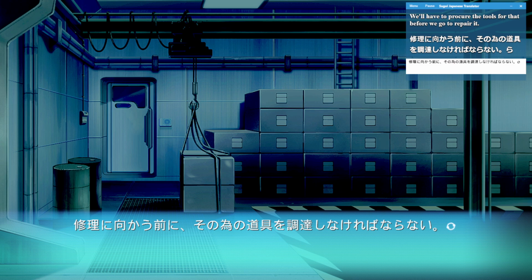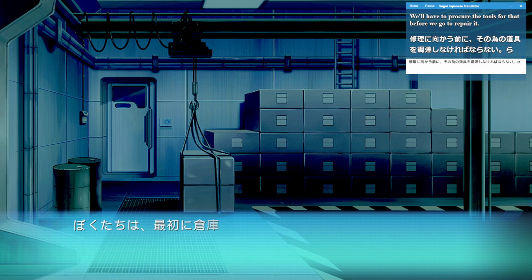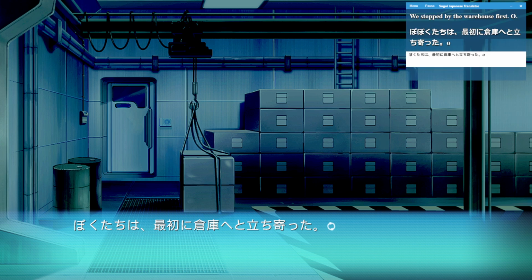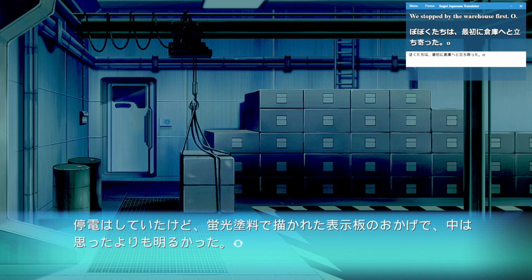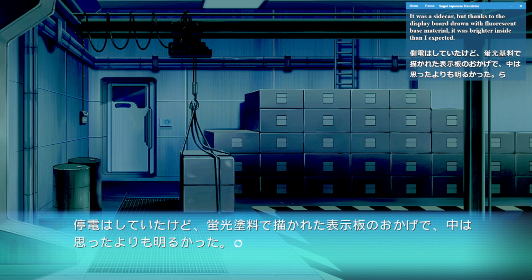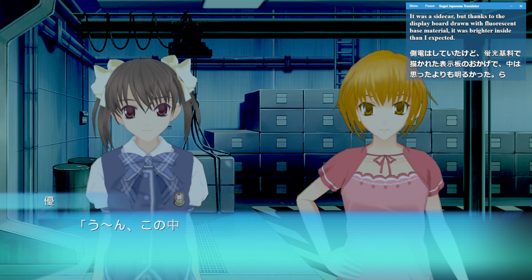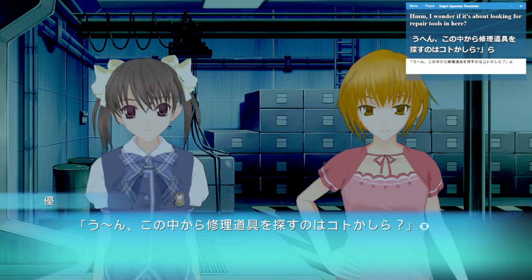We'll have to procure the tools before we go to repair it. We stop by the warehouse first. Oh, the lights were off. The inside was brighter than I expected thanks to the fluorescent display board. Maybe I should look for some repair tools in here.